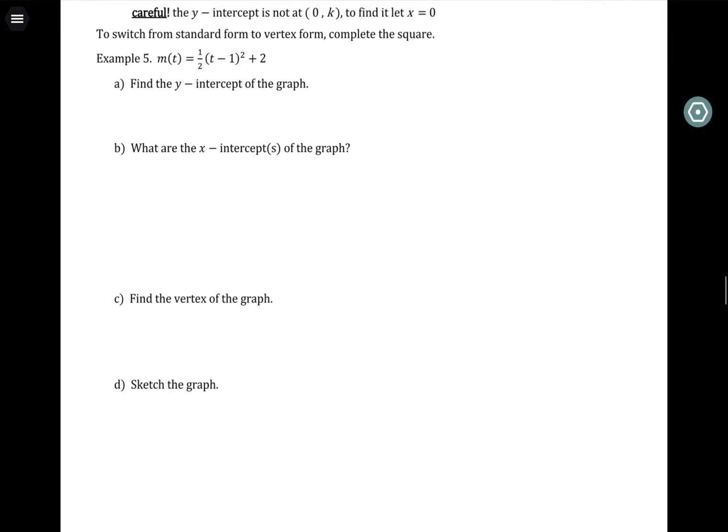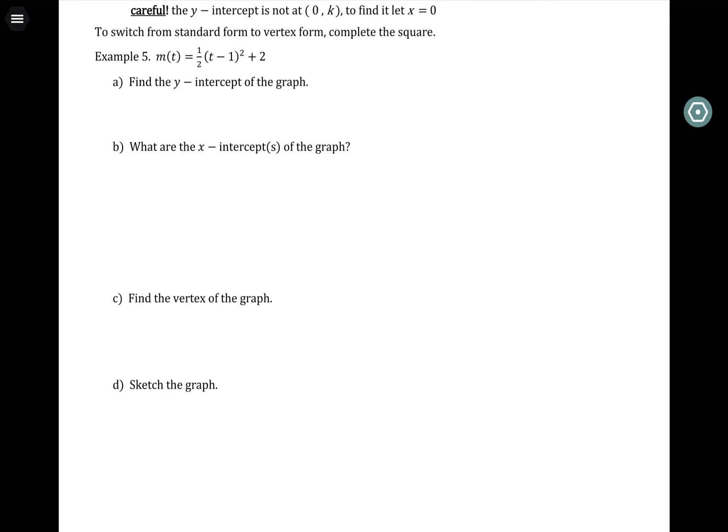Okay, so let's start with one that is in vertex form and get the information off of it. And then I'll also do one that's in standard form and show you how to rewrite it in vertex form by completing the square. So it's the same trick, but looks just a little different again, so we'll work through it carefully. Okay, so for the y-intercept, I switched to t, so that should be t down there.